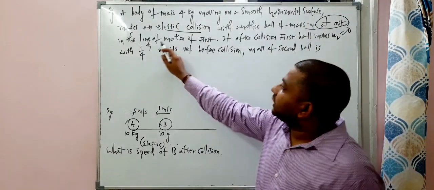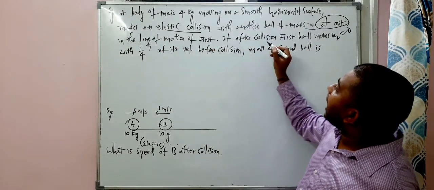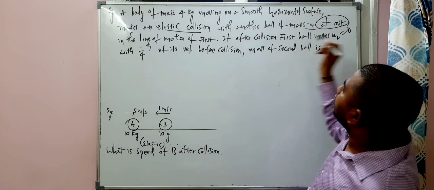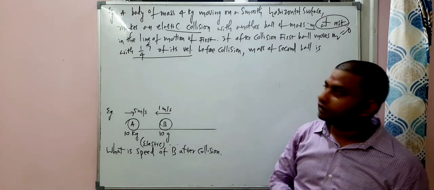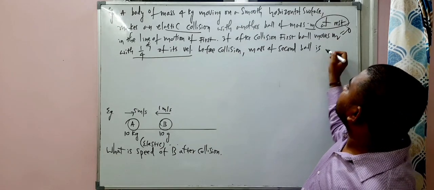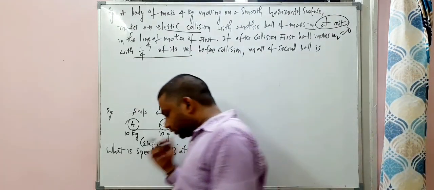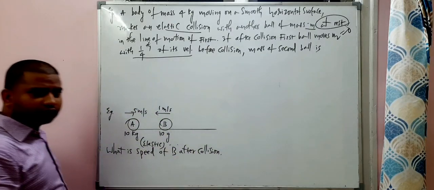Alright. In the line of motion of the first. Okay. If after the collision, the first ball moves with 1/4 of its initial velocity, then what is the mass of the second ball? That's the question. Observe.